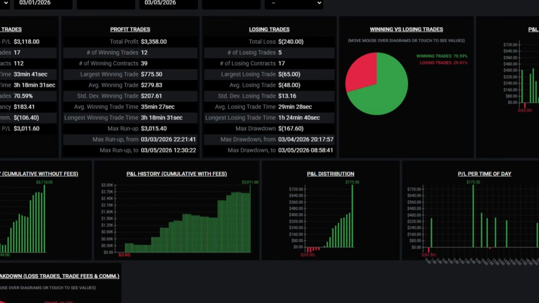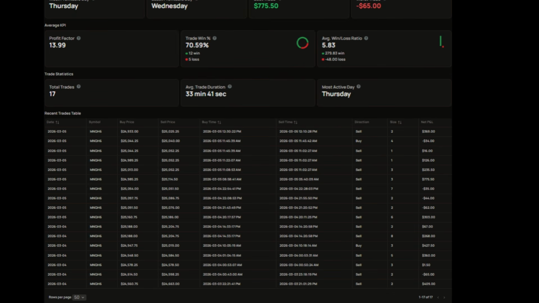And if you look right here, we had $3,118 with 17 trades. It was really 7, but multiple contracts. 70% win rate. Only had $240 in losses and 70.59 win rate. I'm going to show you the profit factor and everything from the Legends Trading site.